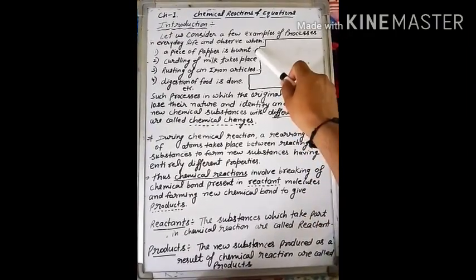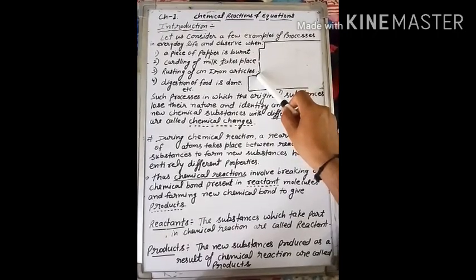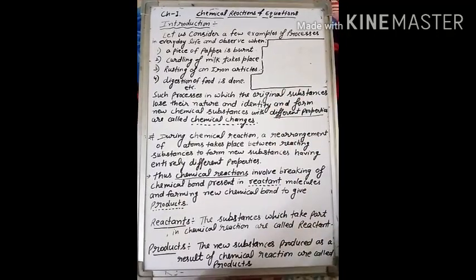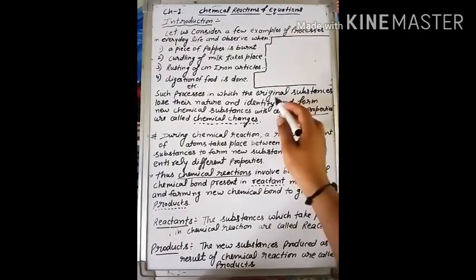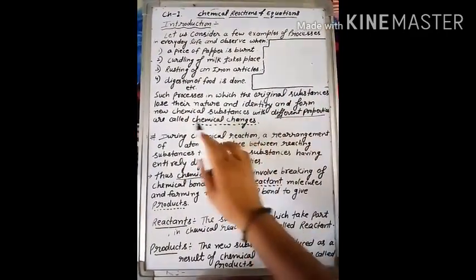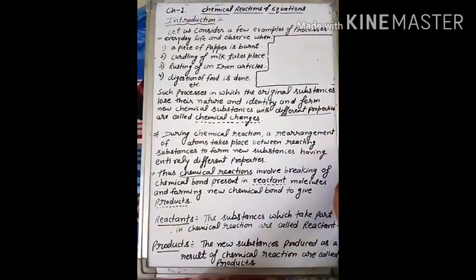piece of paper is burnt, curdling of milk takes place, rusting of iron articles, digestion of food is done, etc. These types of processes in which the original substance loses its nature and identity and forms a new chemical substance with different properties are called a chemical change.